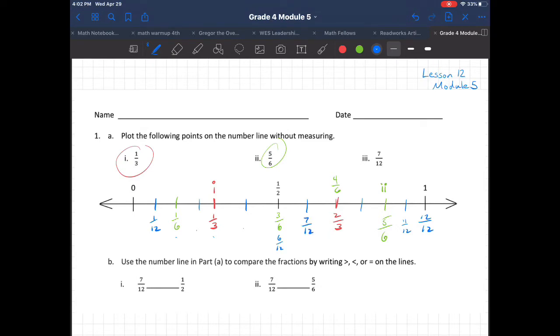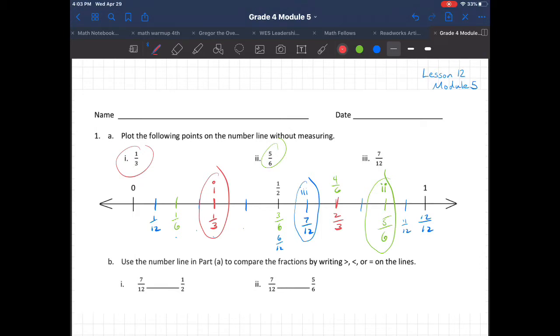So 7/12. So there's that one. So we've got that one. And this one, and there's a third. So we plotted those 3 points. We didn't measure, we just estimated and used what we knew about fractions to put the things in the right spot.